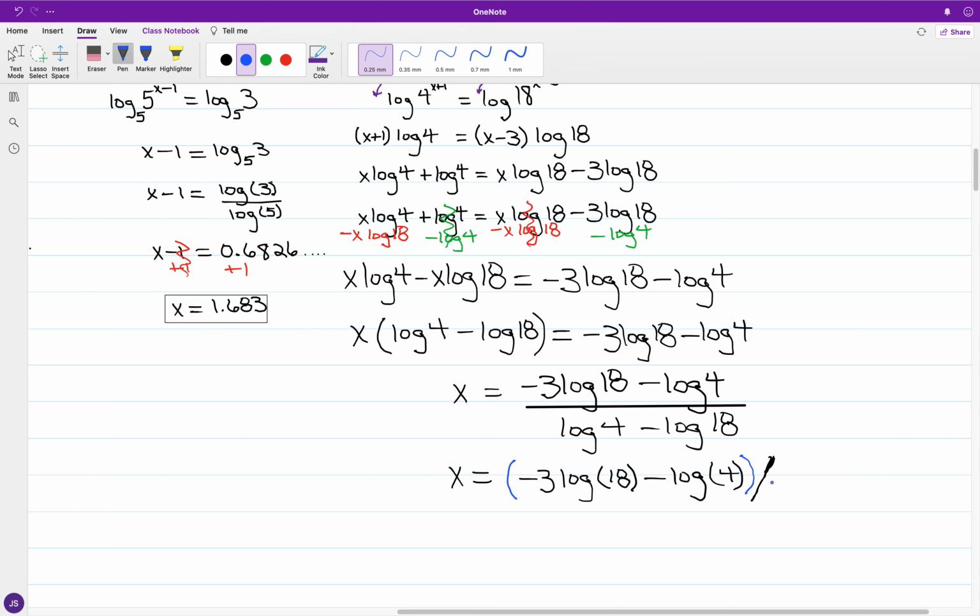Again, we have divided by the base 10 logarithm of 4 minus the base 10 logarithm of 18. So I'm just adding an extra layer of grouping symbols. Again, closing out, we have, in the case of x, to about the nearest 3 decimal places, and this will come out to about 6.687.